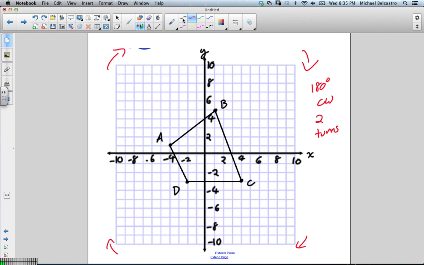What I mean by 2 turns is, again, remember, this is our quadrant 1, quadrant 2, quadrant 3, quadrant 4. I want you to memorize things. For instance, the very first one, I'm going to do this B here. What's the coordinate of our B?